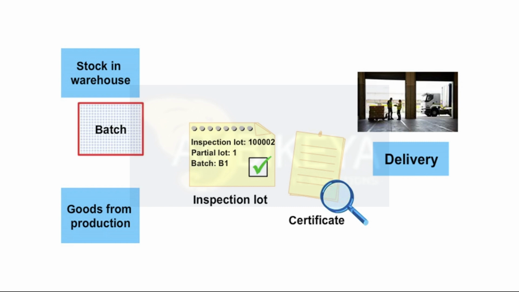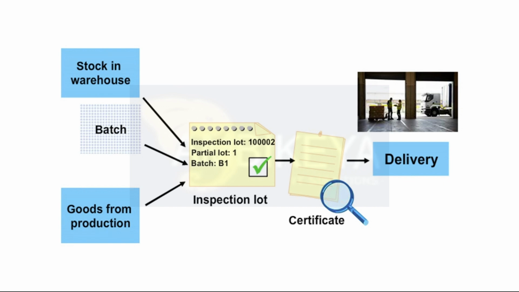If a delivery is made up of batch requirement materials, partial lots can be automatically formed for the inspection lot. The inspection of the individual batches is carried out with reference to the relevant partial lot.